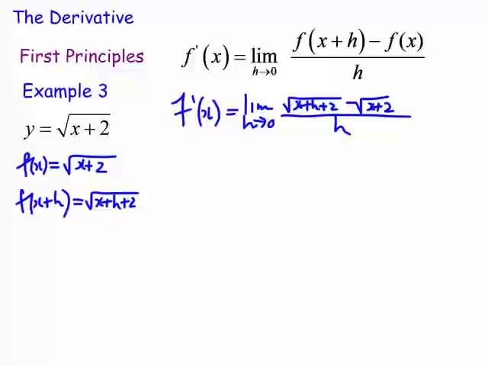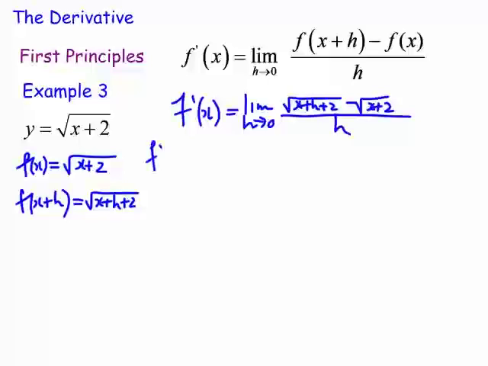Now, if we actually put h as 0 in at the moment, we'll get 0 over 0. So we have a bit of a problem here that we have to sort out. What we have to do is multiply by the conjugate of the numerator, I suppose you could say. So let's actually do this.